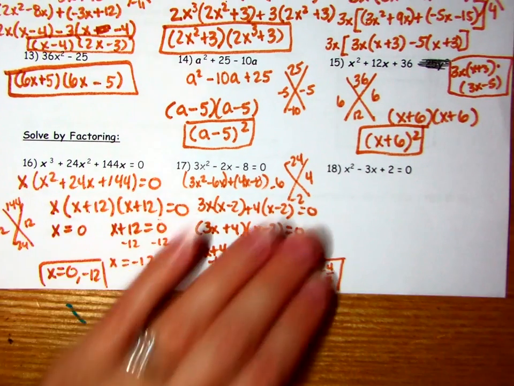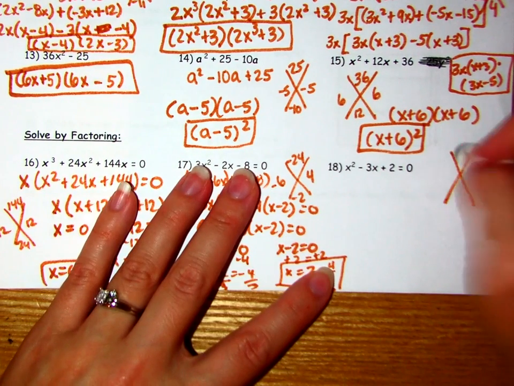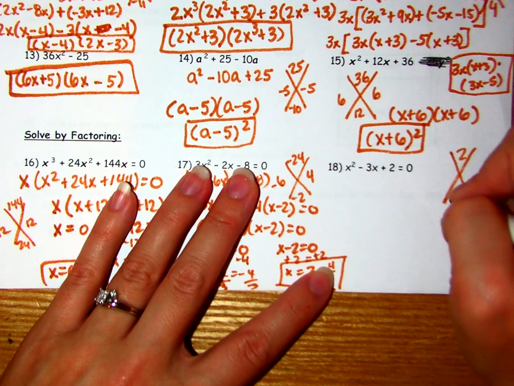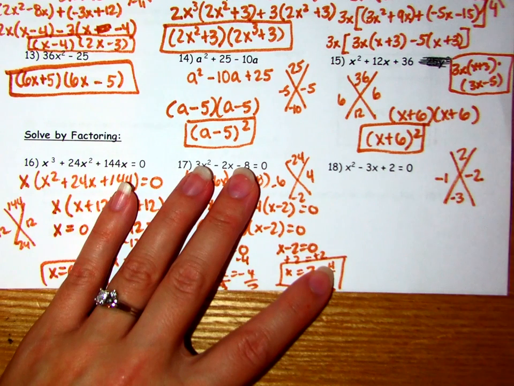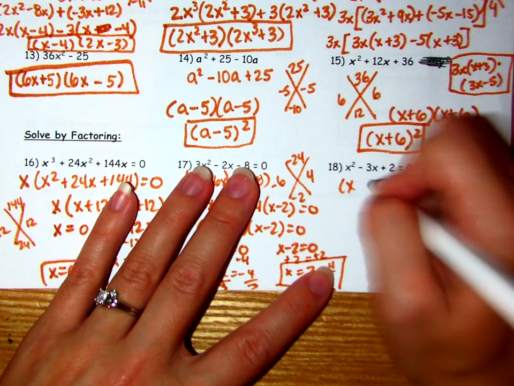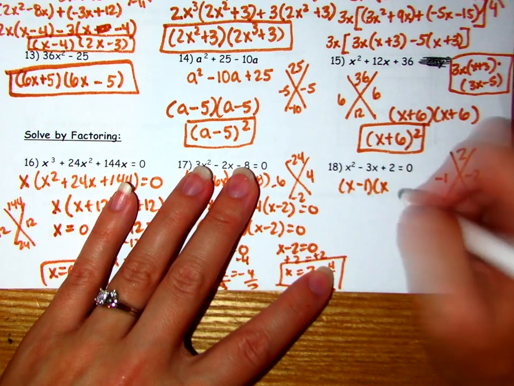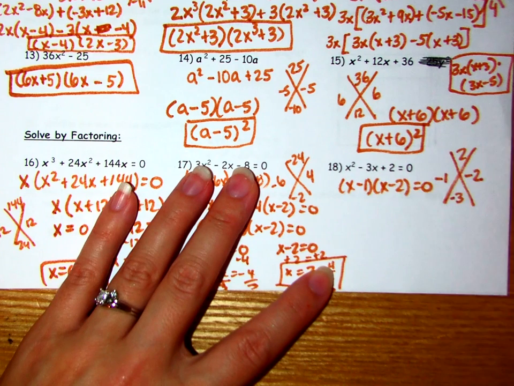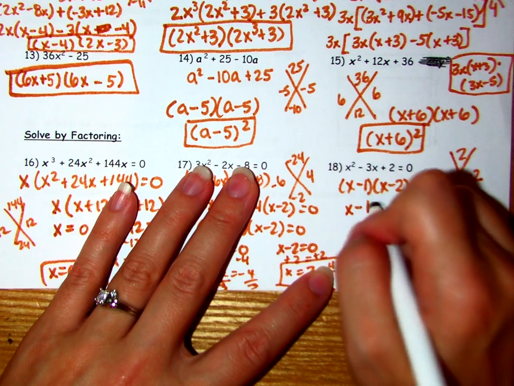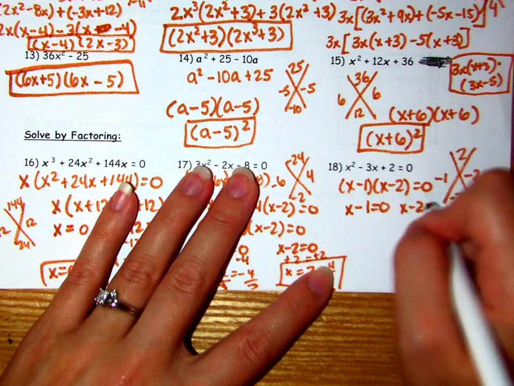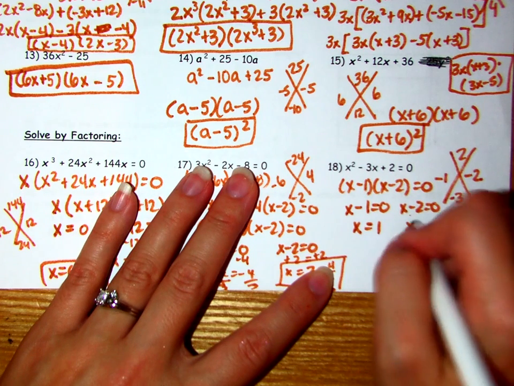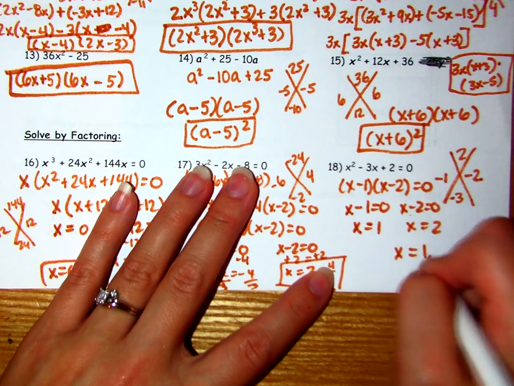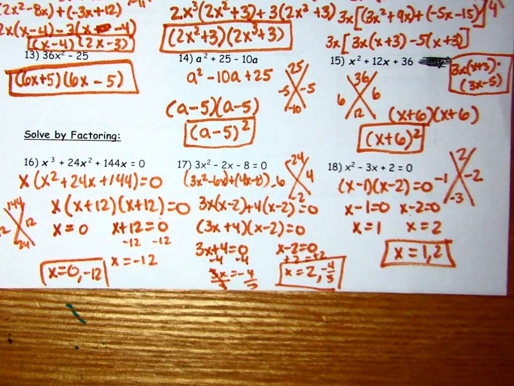On this final problem here, we've got that we have a 2 here and a negative 3 here. If I did negative 1 times negative 2, I would get positive 2, added together negative 3. So I have x minus 1 times x minus 2 equals 0. And so I want to set both of these equal to 0 and solve. If I add 1 to both sides, x equals 1. If I add 2 to both sides, x equals 2. So x equals either 1 or 2, or actually it equals both 1 and 2.